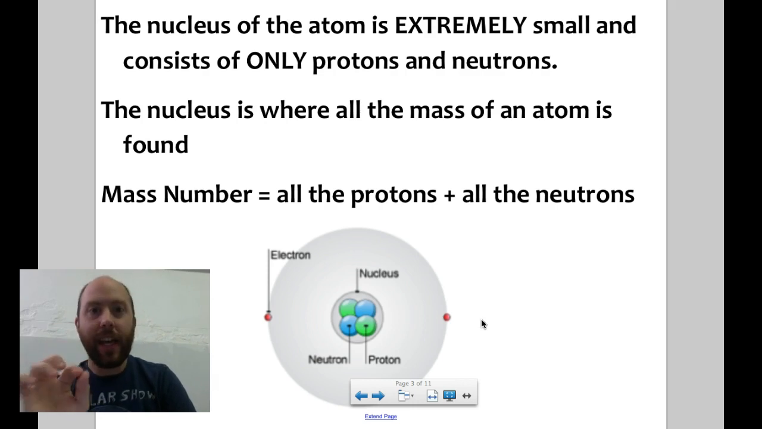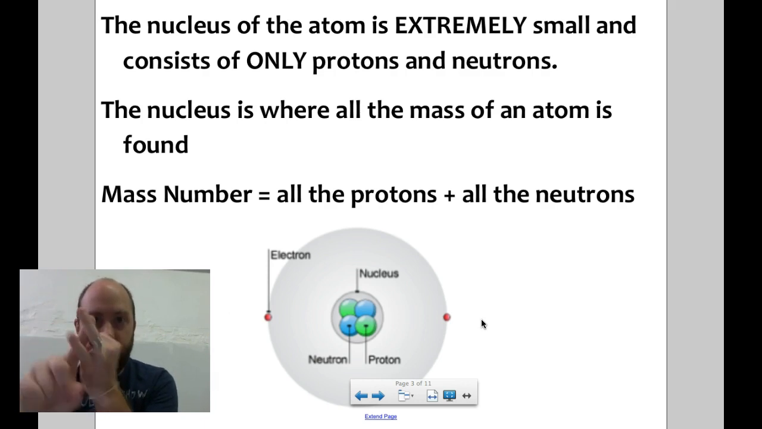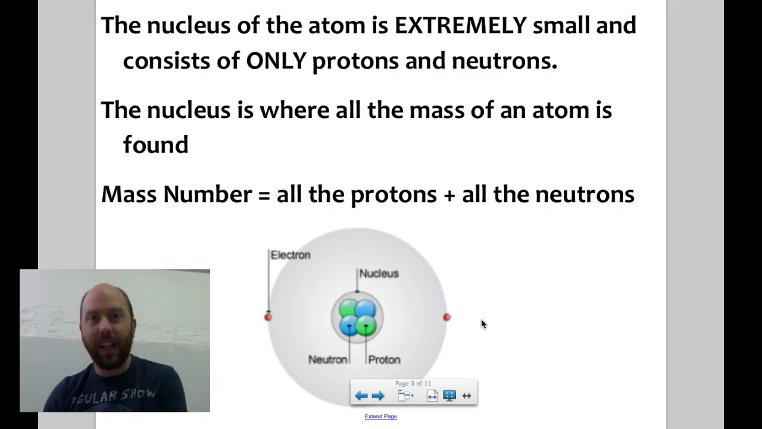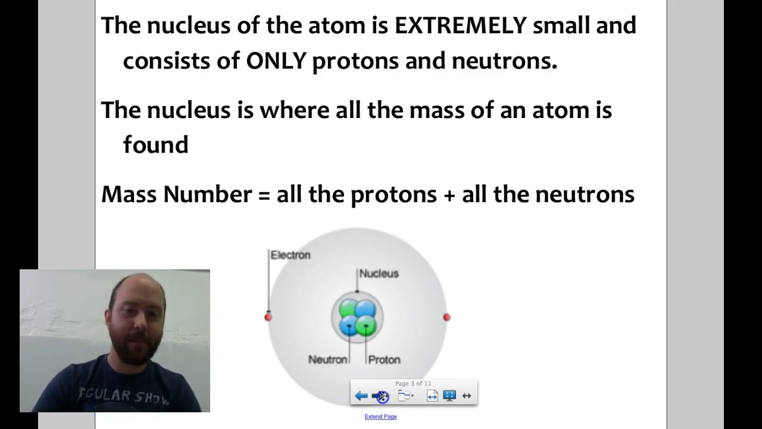The center of the atom is called the nucleus, and that's where you find protons and neutrons. The electrons are found in what's called orbitals or electron clouds or energy levels. There's so many different names depending on which theory we're going by. So, hey, pop quiz. What are the three parts? That's right. Protons, neutrons, and electrons. Good job. We did it.